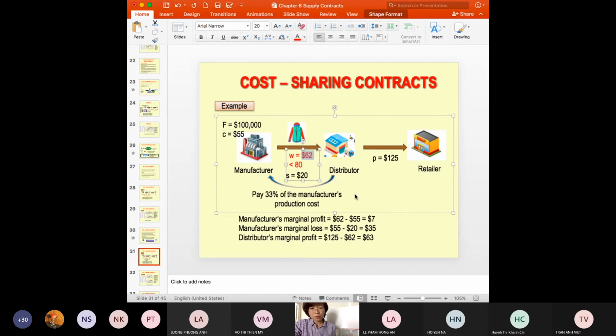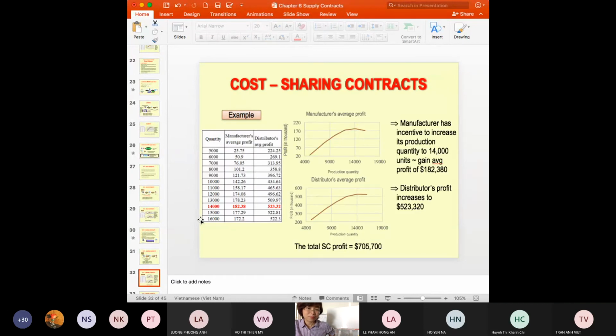But the distributor said the distributor must share 33% of the production cost with the manufacturer. So in this case, the manufacturer's profit is 37, the manufacturer's loss is 35, the loss is more than the profits. The distributor's profit is 63. So look at this.